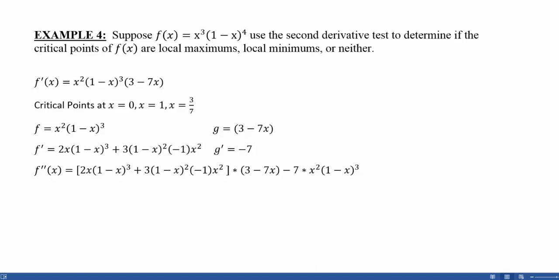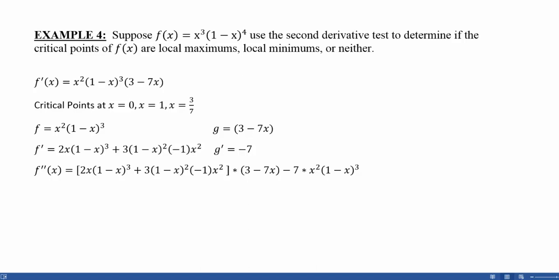So if we wanted to take the derivative of this function, we'd have to do a modified product rule. It's a product rule, but then there's a product rule within the product rule. So I picked my f to be the first two terms, x squared times 1 minus x cubed, and my g to be the last term, 3 minus 7x. Now my g prime is just the derivative of g, which is negative 7. That one's straightforward. But to take the derivative of f, I have to do another product rule.